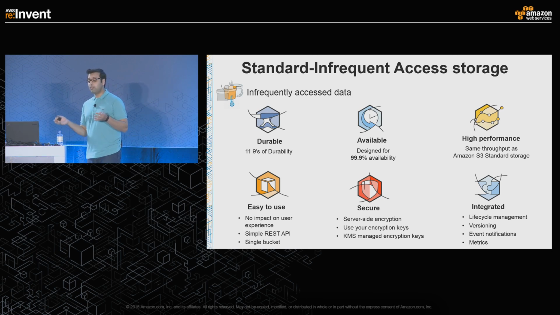Standard IA is designed for 3 nines of availability, 99.9% of the time. When you do a GET request on an object that's in standard IA, it will be available. If it's not, you can do a GET request immediately after, and the data will, in all likelihood, be available for you. But we also wanted to make sure we don't compromise on performance.